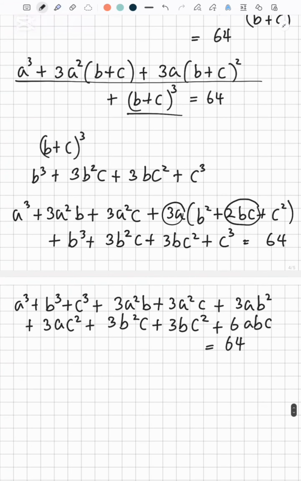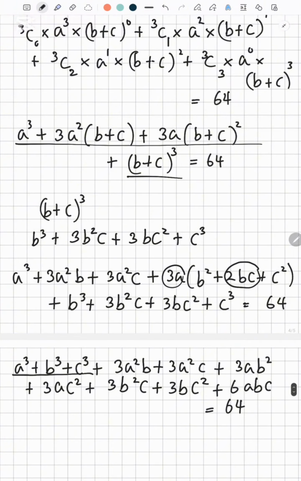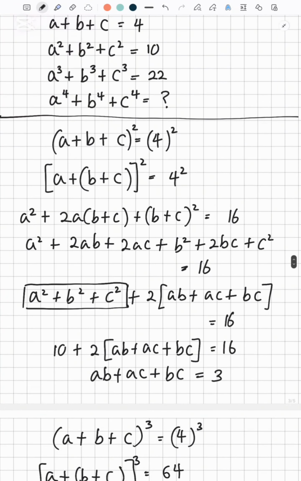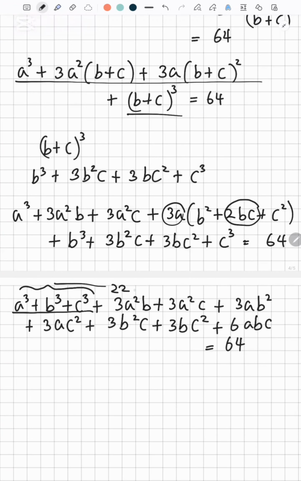So now what I'm going to do is, instead of this a cube plus b cube plus c cube, what can we put? We can put 22, right? So this whole section is 22. So 64 minus 22, what does it give you? 64 minus 22 is 42, right? So I'm going to take the 3a squared terms. You can see a squared. I'm going to just factorize it.